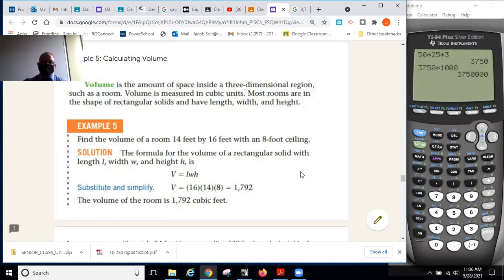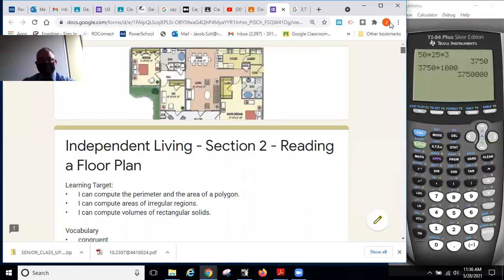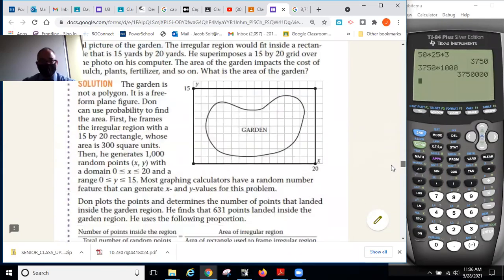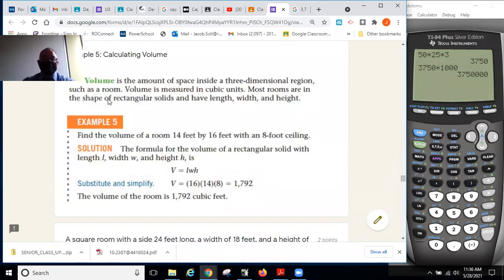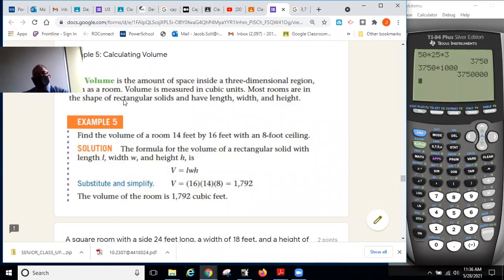Independent living, section 2, example 5. All right. Independent living, section 2. Looks like that at the top. Section 2, reading the floor plan. We're on example 5 today. It's Friday. And away we go. Actually, we're going to do example 5 and 6 today. I know I promised that we were going to do less than that, but I think 5 is so easy and simple that we're just going to move on.